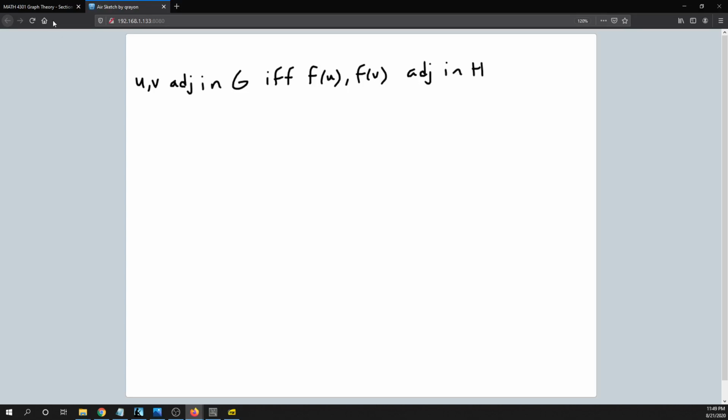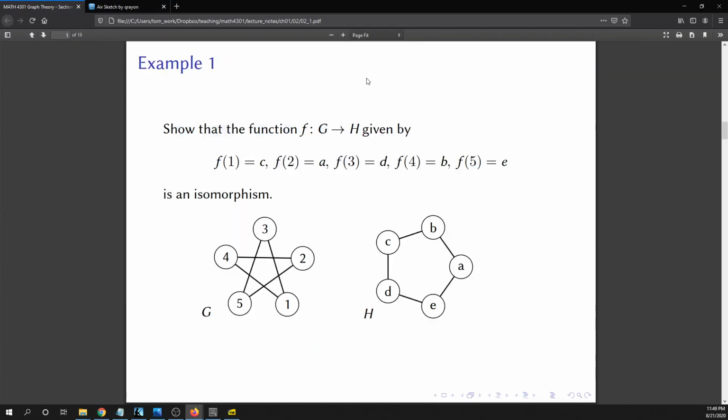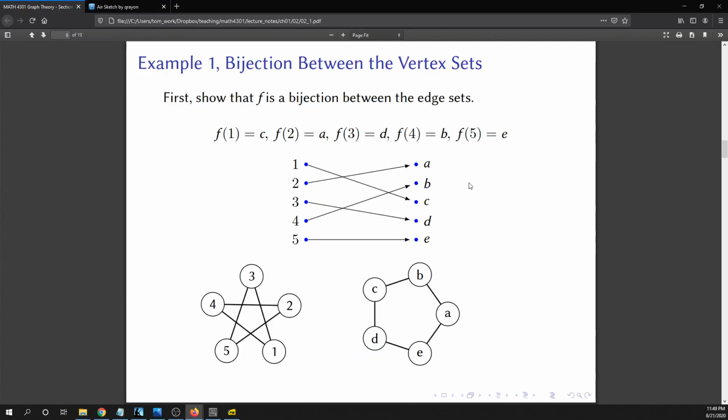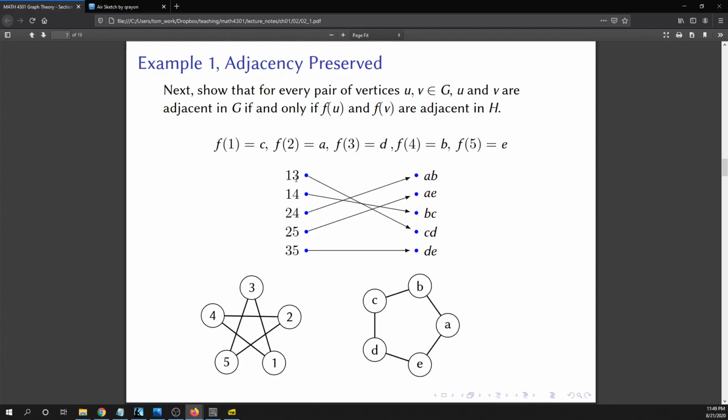All right, so this is the property that we're checking. This list of edges is a list of all the pairs of vertices, UV, that are in G that are adjacent to each other.